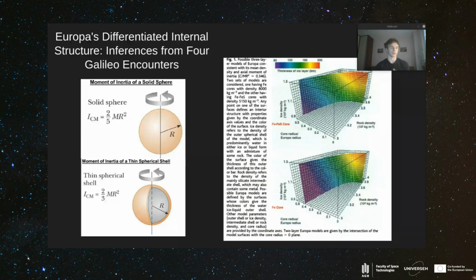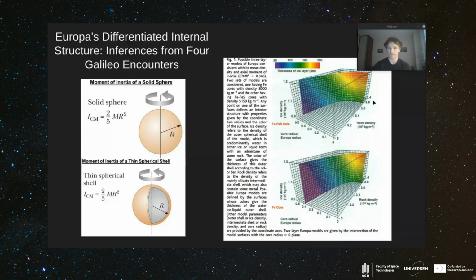However, from, I think, the Galileo measurements and DSN, the Deep Space Network, we have gathered that the empirical value of the moment of inertia for Europa is 0.346. So it's smaller than the solid sphere, and this is what we expected because the mass is more dense inside. And here is a very interesting graph.